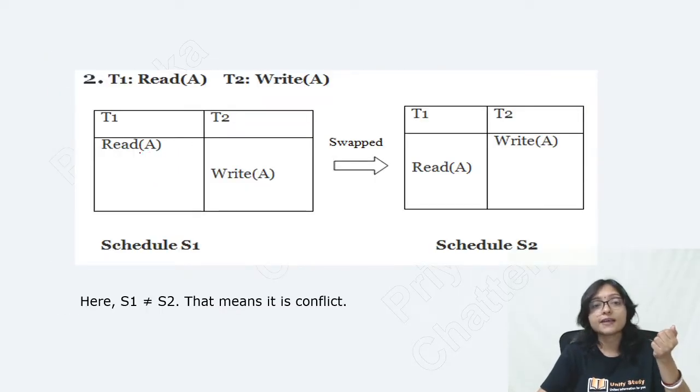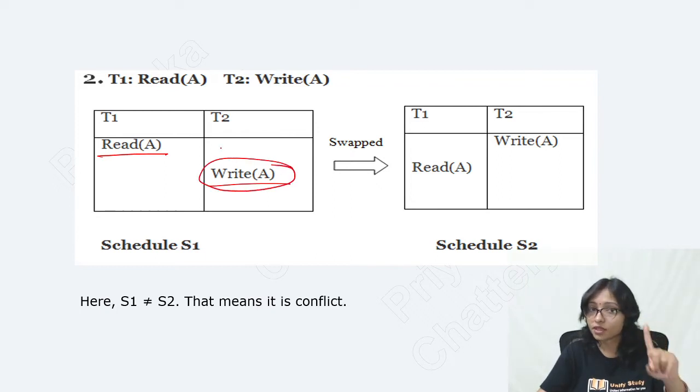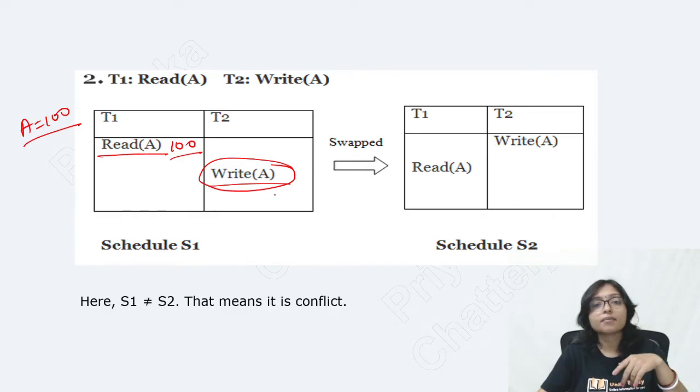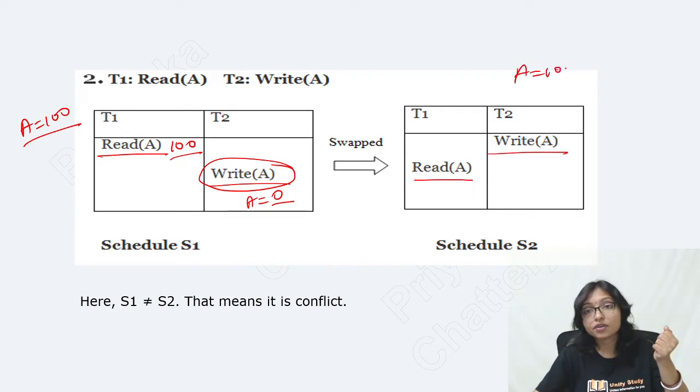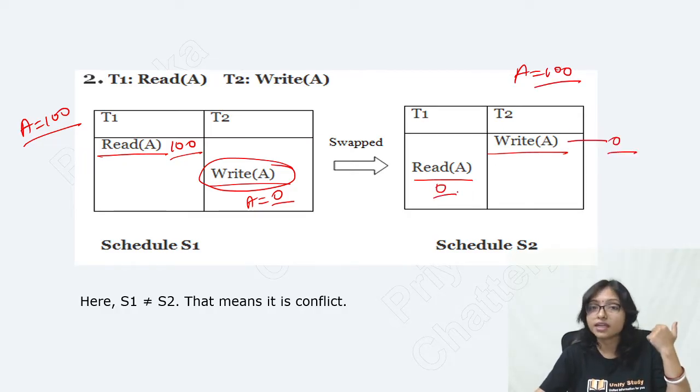Here you can see you are reading, after that your brother is writing. Here what will happen? A is 100. You are reading 100. After that your brother is writing, maybe your brother withdraws the money and it's now 0. Now here you can see first write then read. Initially 100 was in the account. Now your brother withdrew the money and it's 0. Now you are reading, it's 0. So these are not the same, right?